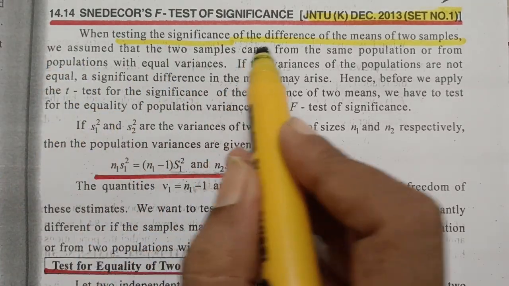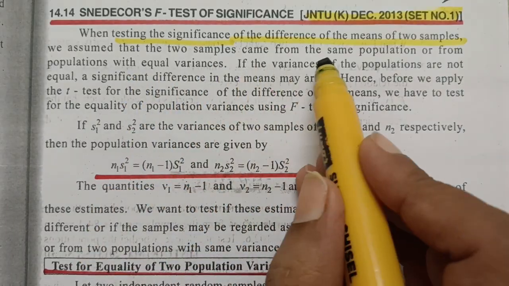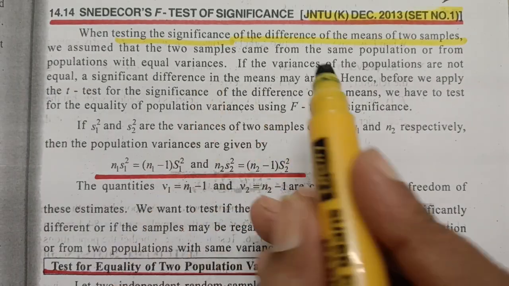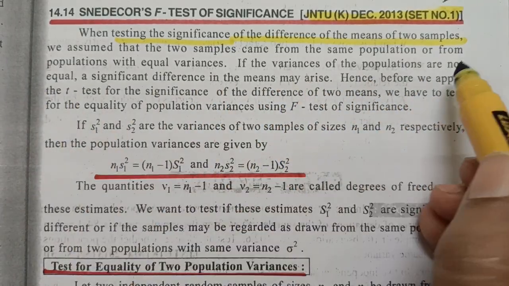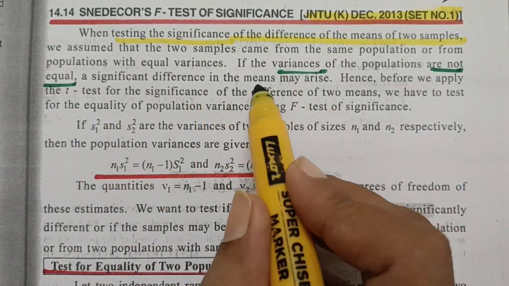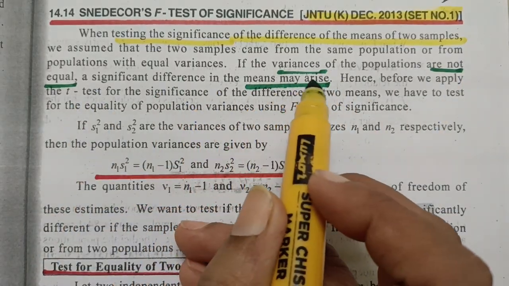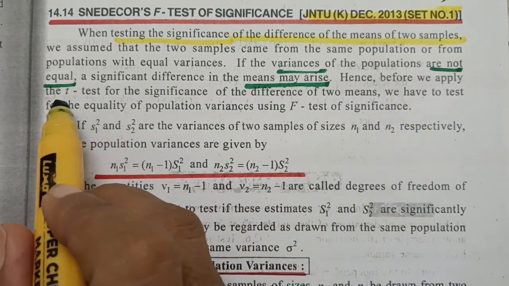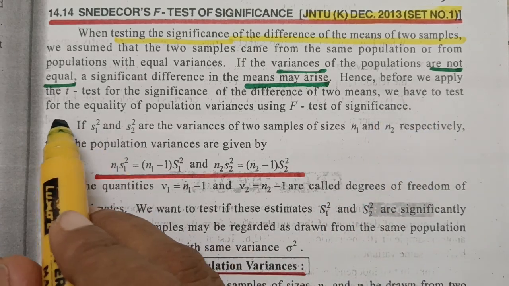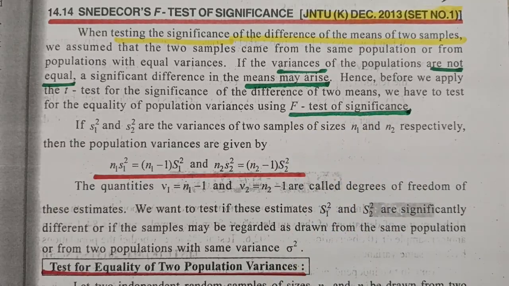When testing the significance of the difference of means of two samples, we assumed that the two samples came from the same population or from populations with equal variances. If the variances of the populations are not equal, a significant difference in the means may arise. Hence, before we apply the t-test of significance of the difference of the two means, we have to test for the equality of the population variances using the F-test of significance.